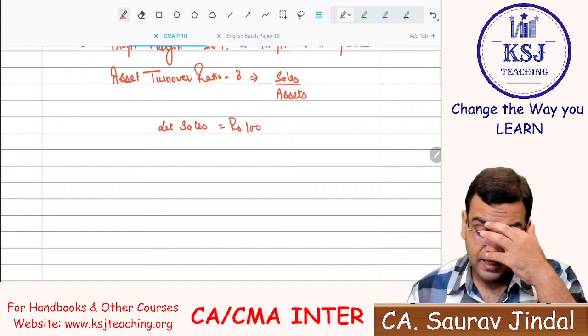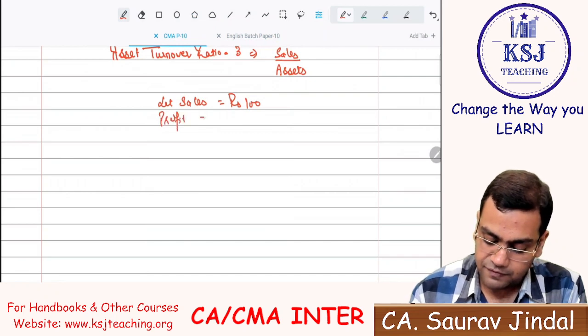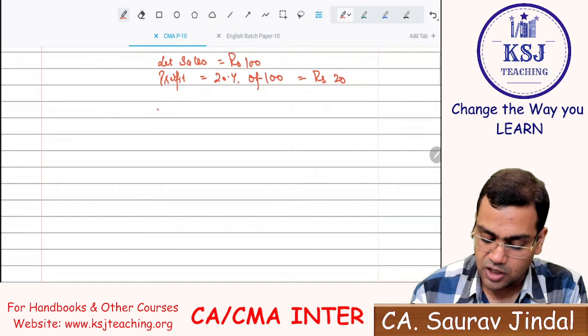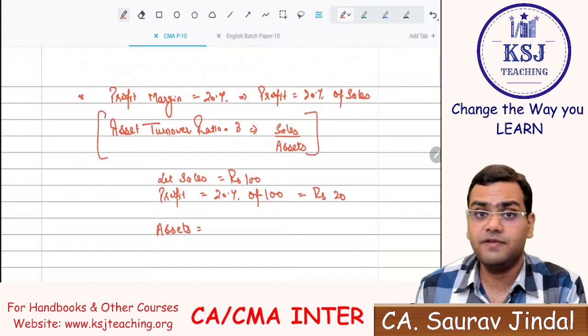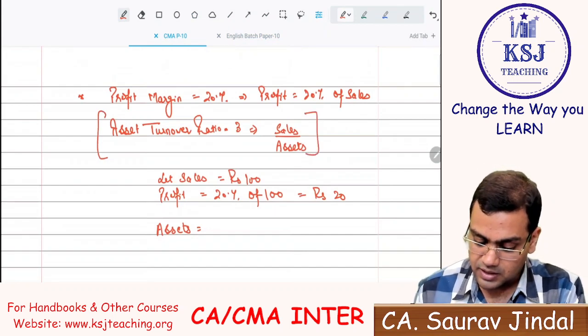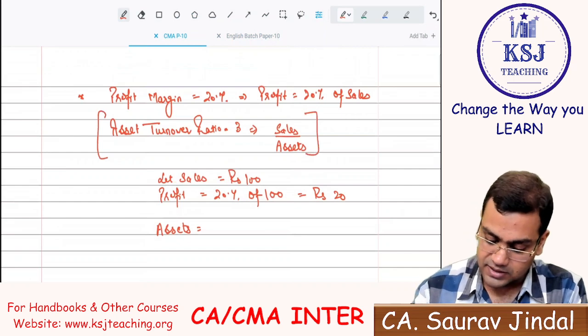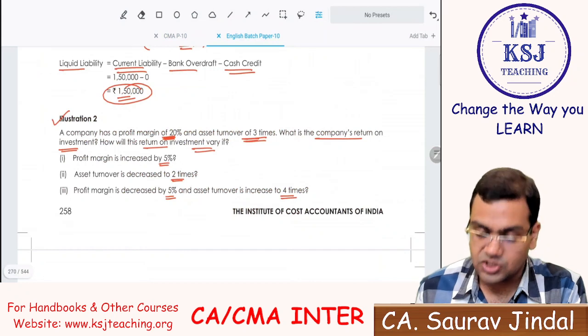Let sales be 100 rupees. Now, what is the profit, sir? Profit is 20% of 100, that is 20 rupees. Now, can you tell me what your assets are? What will be your assets from this asset turnover ratio? If you want to calculate the assets, what will be the assets, sir? Now he says the assets turnover ratio.